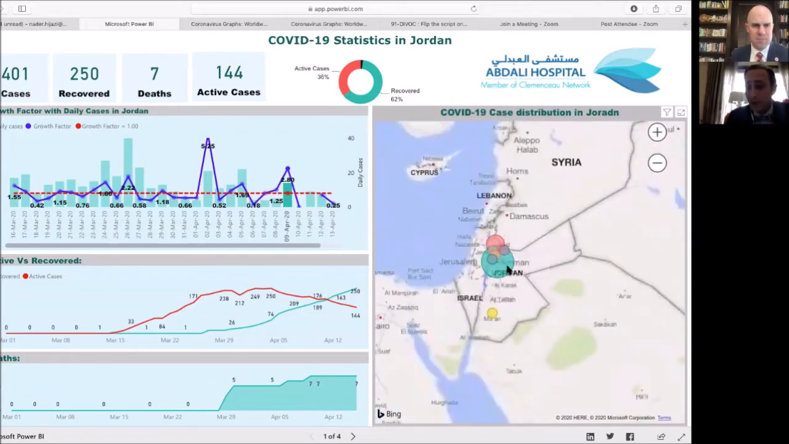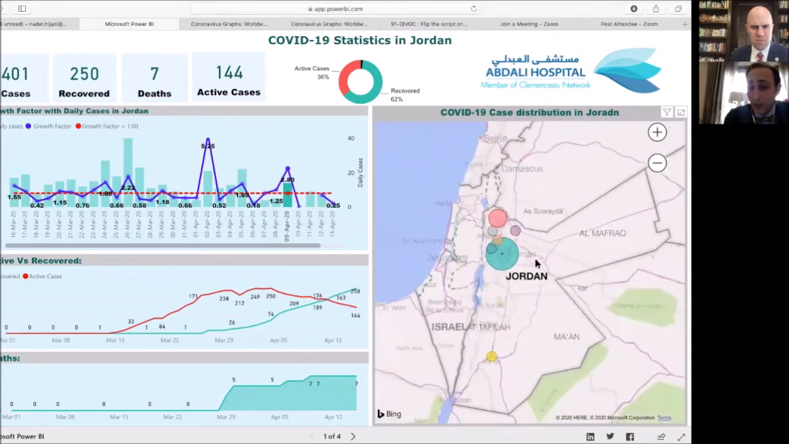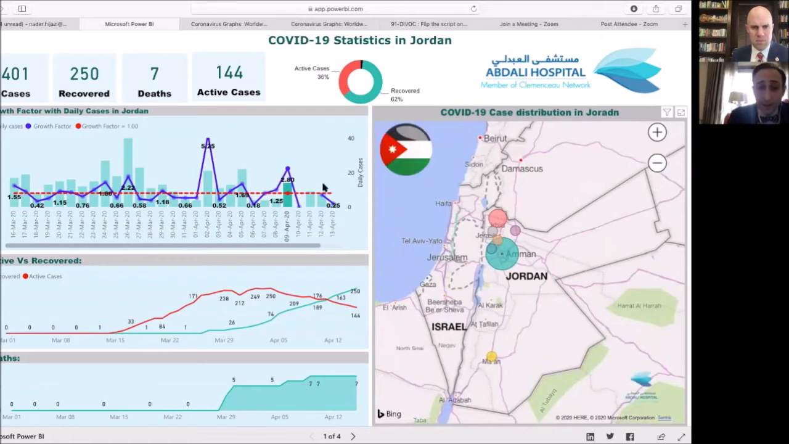Okay, so this is basically the map, and it shows you the distribution of cases. If you hover on any of these bubbles, the bubble size is proportional to the number of cases. This will give you the number of cases and the population. And so you can get a visual of where these cases are distributed. And the second thing, which is very important and was actually the first graph that I wanted to create, is the growth factor.